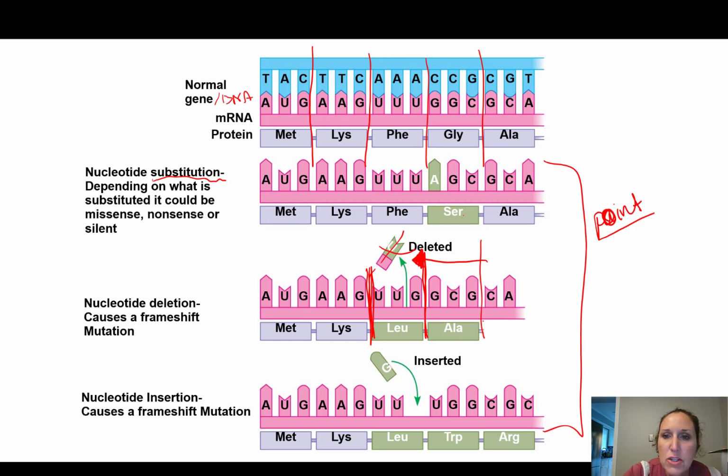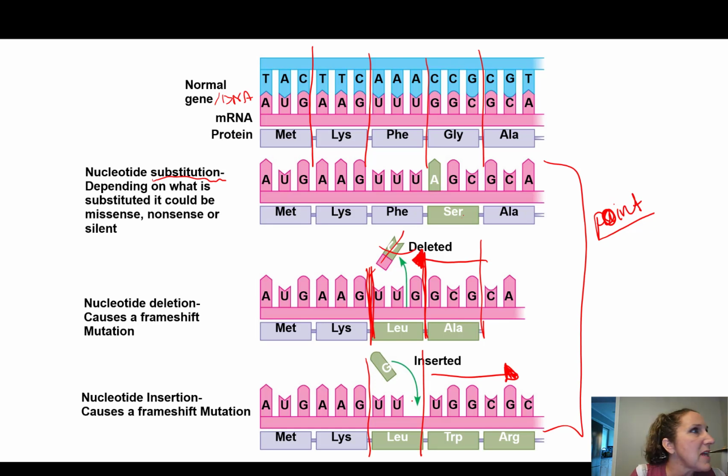So that instead of making phenylalanine and glycine, I'm making leucine and, quite frankly, I'm not sure about that one. But either way, I'm shifting everything down one. If I insert something, I am shifting everything this way by one. And it is going to basically change everything going forward from this deletion or insertion.